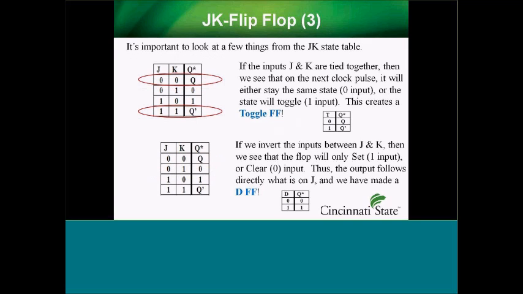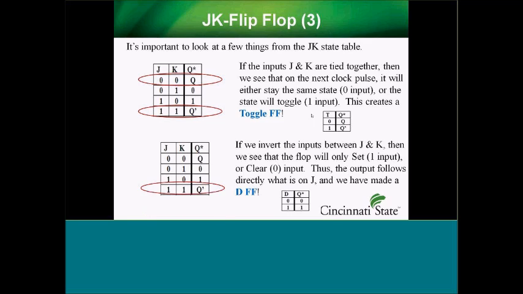Okay, well, hold on a second. Here we go. For instance, if the JK are tied together, so they can't be opposite, the first thing you see is that if they're both zero, the state stays the same. If they're both one, it inverts. So this becomes a toggle flop. The much more simplified diagram is over here. If the toggle input is zero, it stays the same state. If it's one, it toggles. Basically all you have to do is tie the two inputs together and you make a toggle flip-flop.